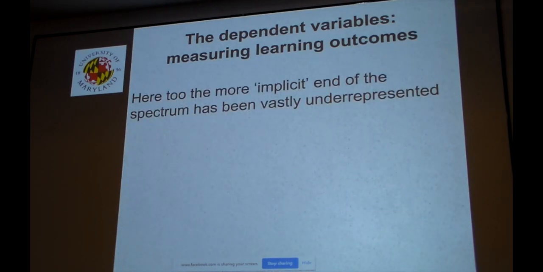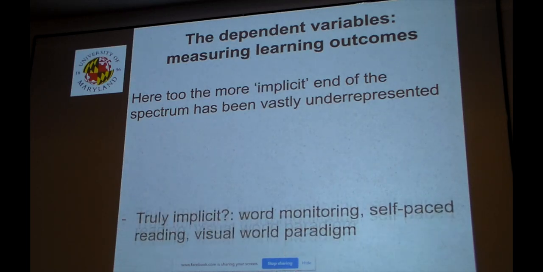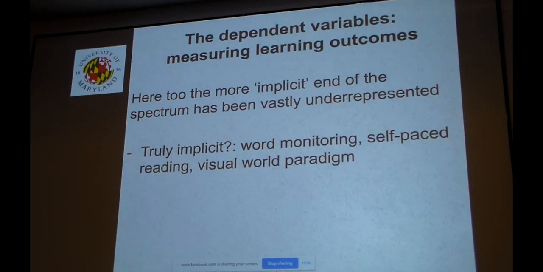Now, let's talk a bit about the dependent variables, measuring the learning outcomes. Here, too, the more implicit end of the spectrum has been vastly underrepresented. We don't have many tests that are truly implicit. A couple of them came up in Yuichi's talk also: word monitoring, he mentioned, self-paced reading and the visual world paradigm.